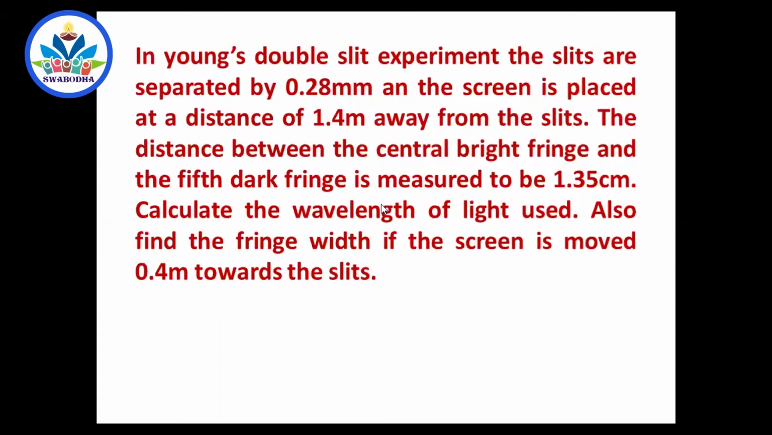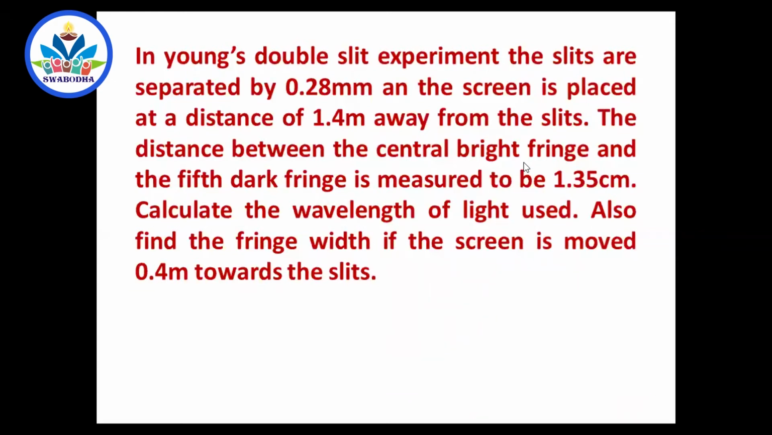In Young's double slit experiment, the slits are separated by 0.28 millimeters. So you got small d, right? Small d is 0.28 into milli. Milli means 10 to the power minus 3 meter. And a screen is placed at a distance of 1.4 meter away from the slits, capital D. The distance between the central bright fringe and the fifth dark fringe, they have not given beta directly. They are trying to hide beta. The distance between 2 successive bright fringes is beta. But here the distance from the central bright fringe to the fifth dark fringe means 4.5 beta. Remember, (n minus half) beta, right?